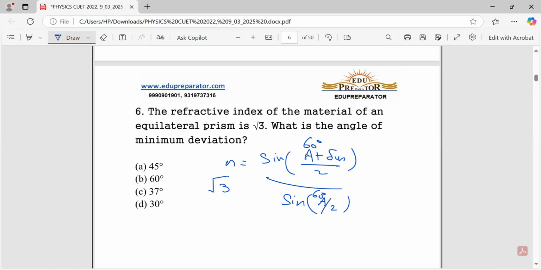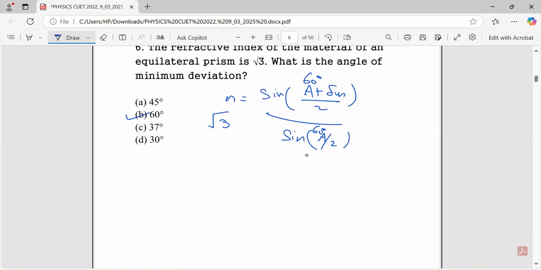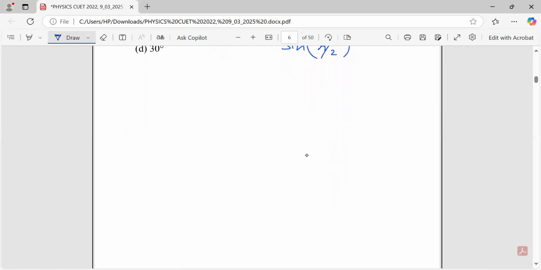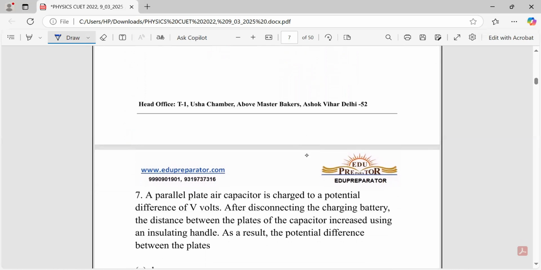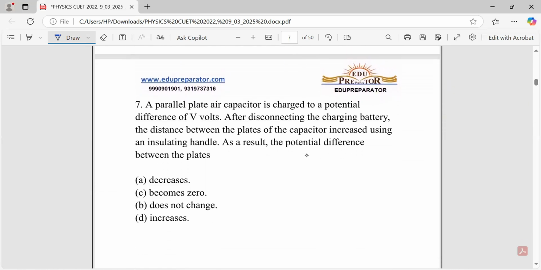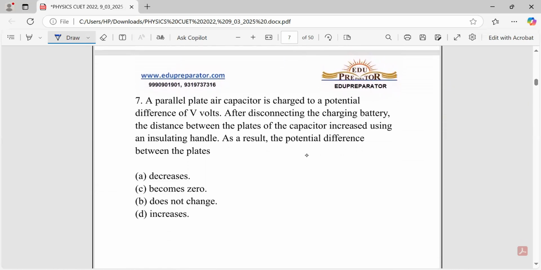So simplify and we'll be getting the answer that is equal to 60 degrees. Now let us move to question number 7. The question number 7 is a parallel plate capacitor which is charged to potential V. The battery is disconnected and the distance is increased.